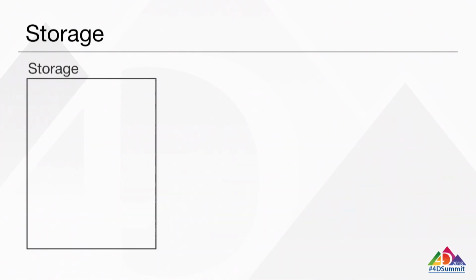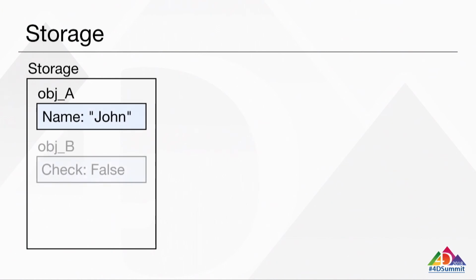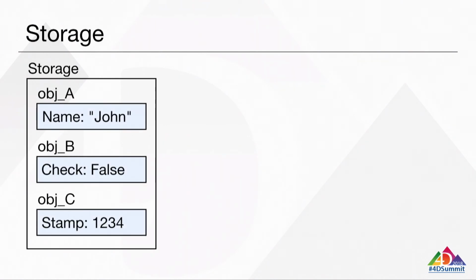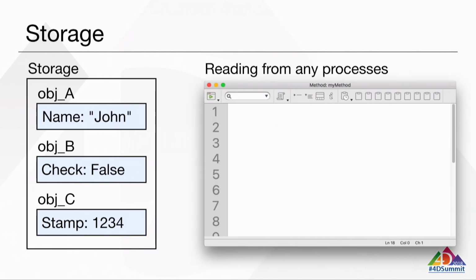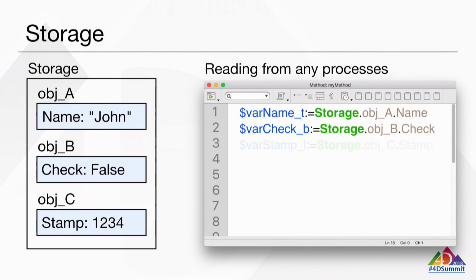Let's give another example for storage. Let's say we have 3 shared objects in there, and each one of them only contains one single property. To be able to read from it, again, similar to shared objects, we're just making a dot notation reference just like that, okay?